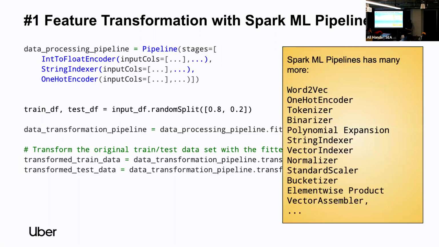Spark ML pipeline has a long list of these out-of-the-box transformers that are very useful, not only for non-deep learning models, but also super useful for deep learning models, right? And why not take advantage of them?